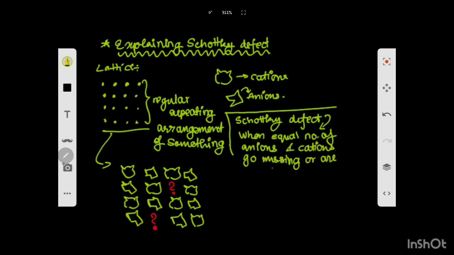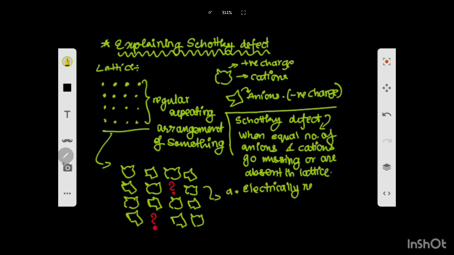So, if you might remember, cations have positive charge and anions have negative charge. So, what this means is that since there is equal number of them missing, the compound or the material is still electrically neutral. But since they are missing, the density is going to decrease. This vacancy is created. Alright.